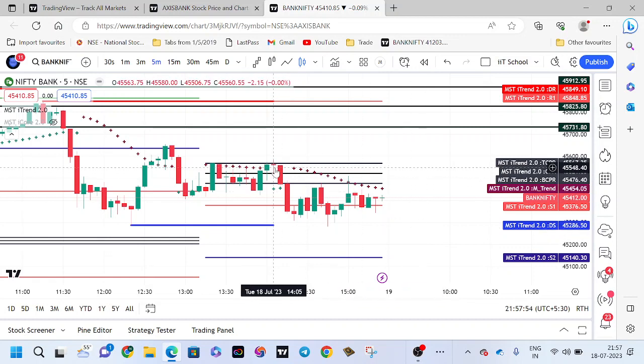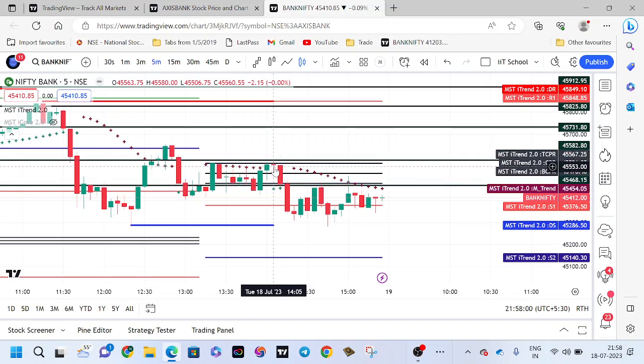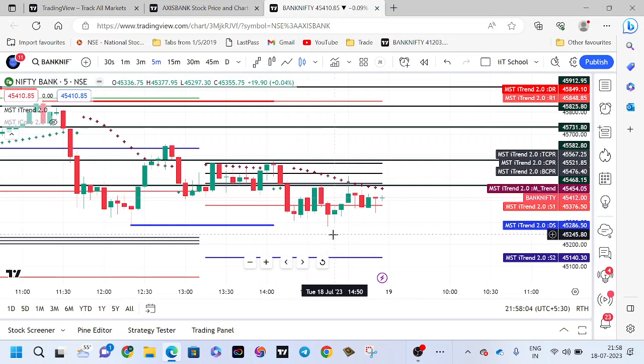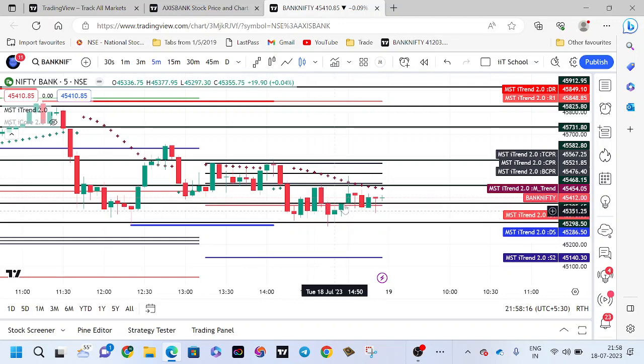And here also, see here, this is one rejection candle and this is one confirmation candle. So from here to here we got the profit. And once again, see here, this candle is the rejection candle and this is the confirmation candle. Now note down this low and this high, and as per this we are in buy.